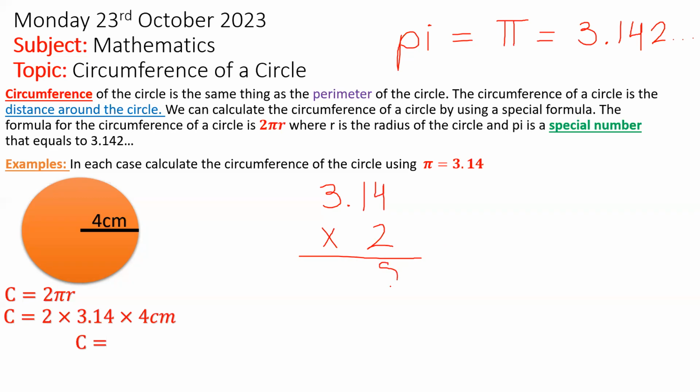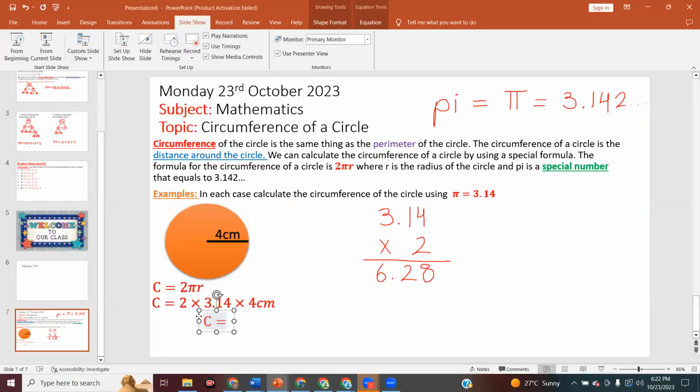What is 2 times 4? 8. Very good. That's 8. 2 times 1 is 2. And then 2 times 3 is 6. So we know that 2 times 3.14 is what? 6.28. So it's going to be equal to 6.28.